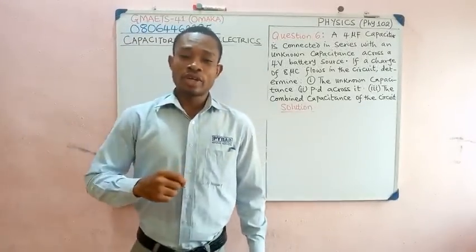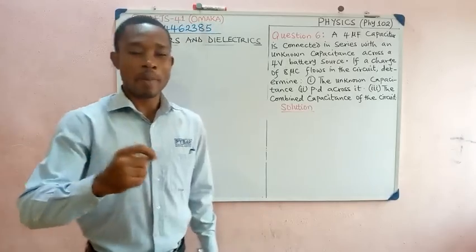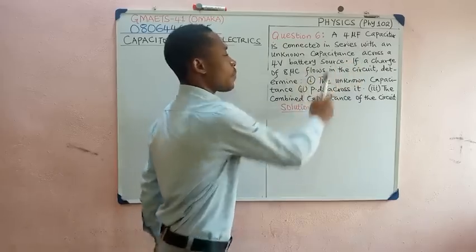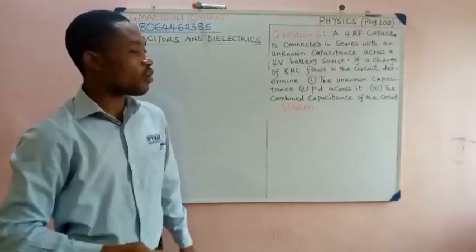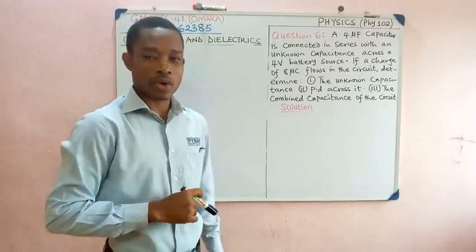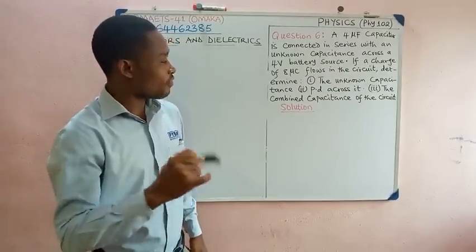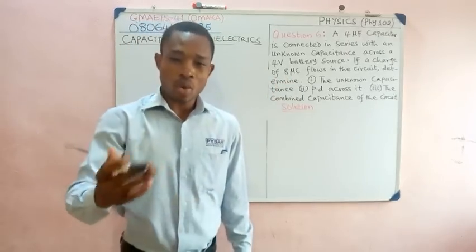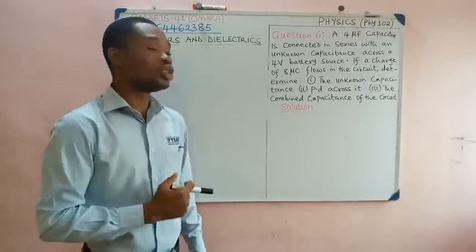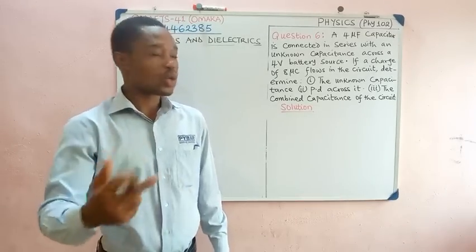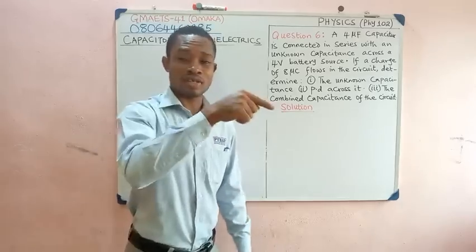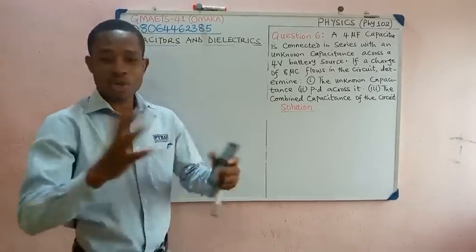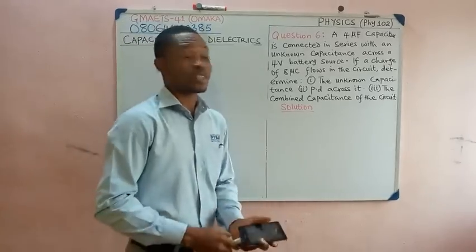In this video, we look at a problem in which a 4 microfarad capacitor is connected in series with an unknown capacitance across a 4-volt battery source. If a charge of 8 microcoulomb flows in the circuit, we are required to determine the value of the unknown capacitance. We should also determine the potential difference across that particular unknown capacitance, and then obtain the combined capacitance of the circuit.